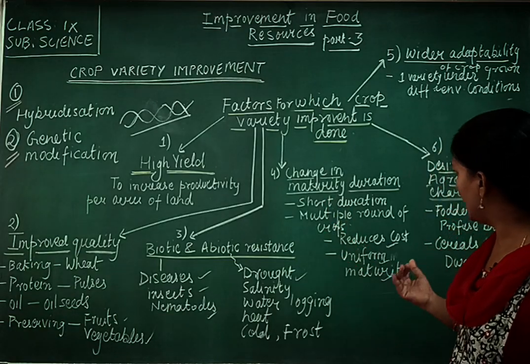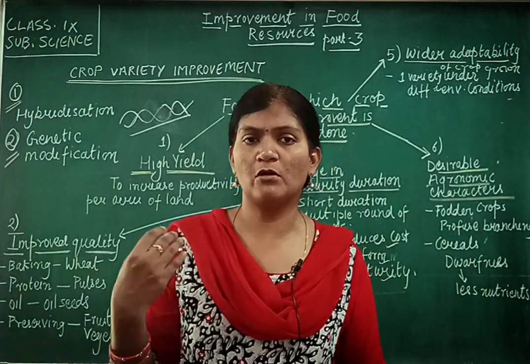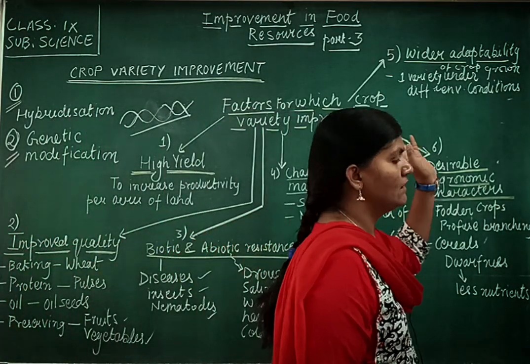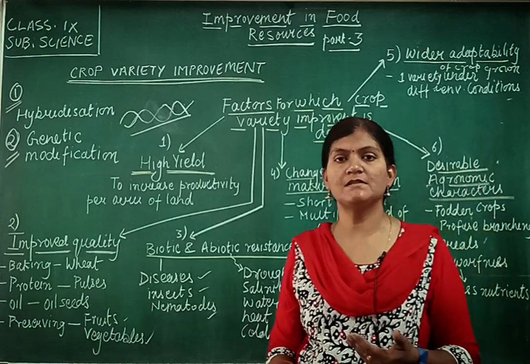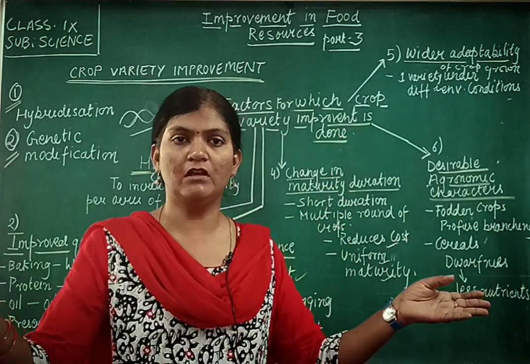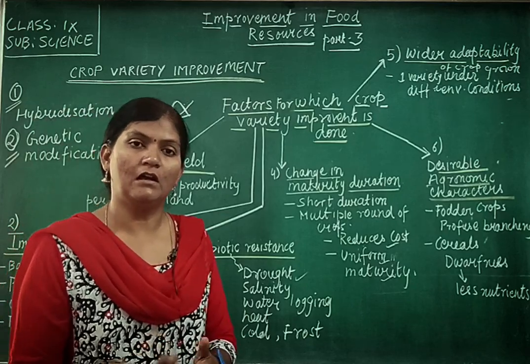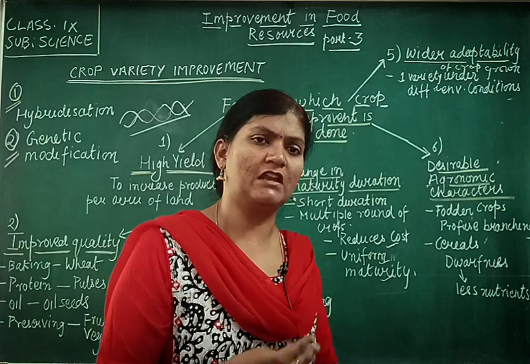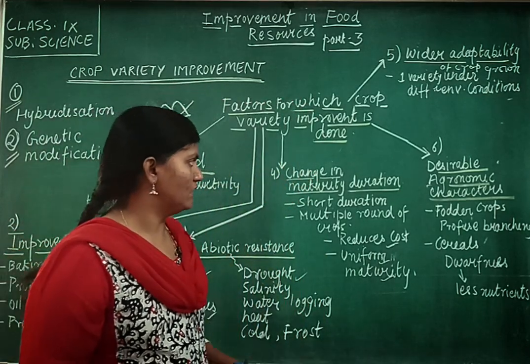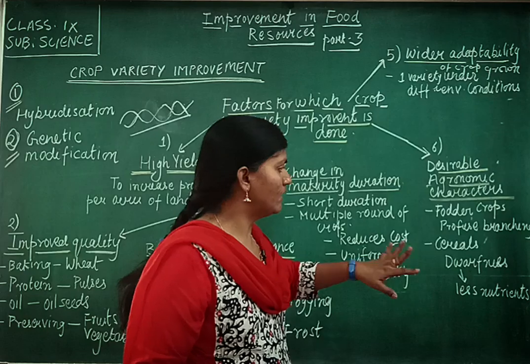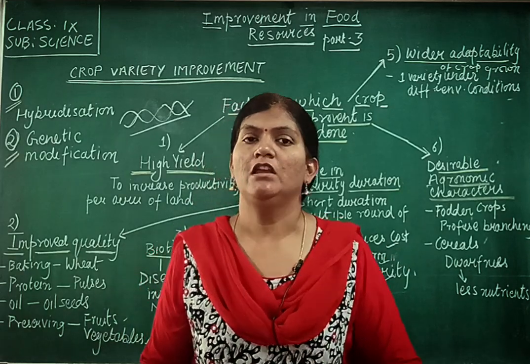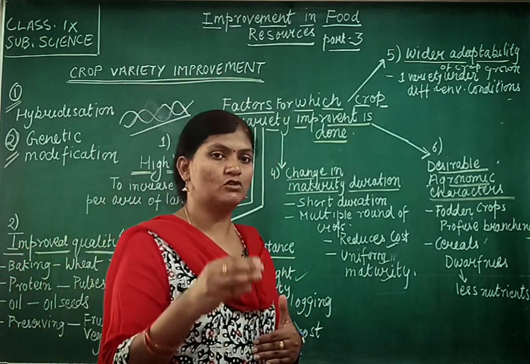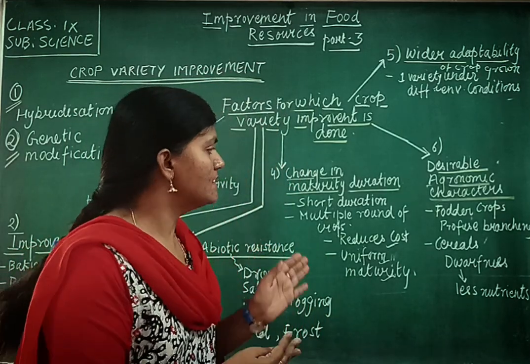Then we have learned that the crop should mature uniformly and be of shorter duration. Then we have learned that they should have a wider adaptability, means they are fit to be grown anywhere, not at a particular place, but all over the country. And the last one was desirable agronomic character, means that we want enough branching if it is a fodder crop, and we want a dwarf or short plant if it is a cereal crop.